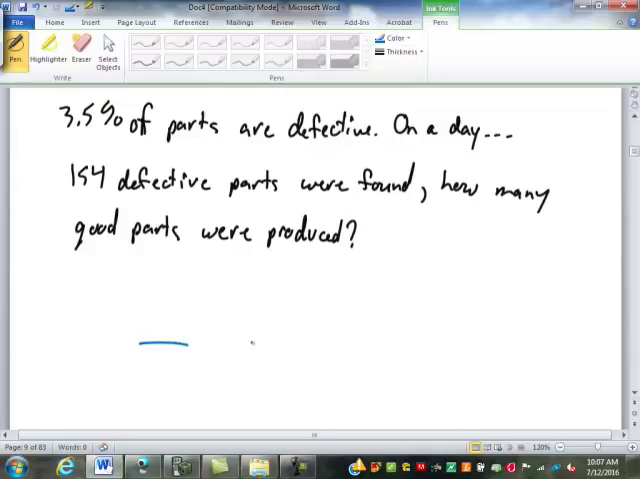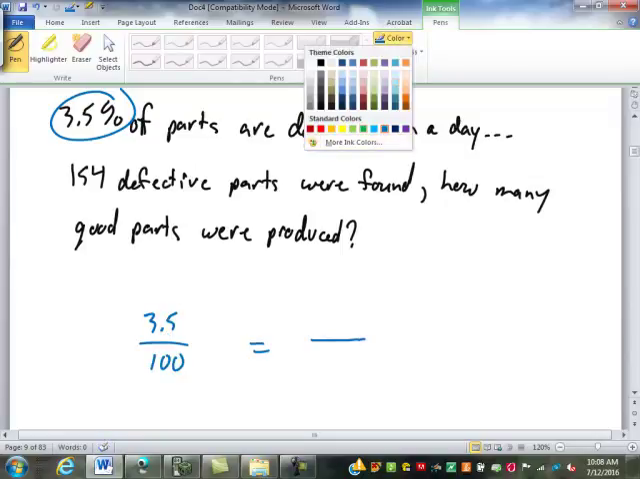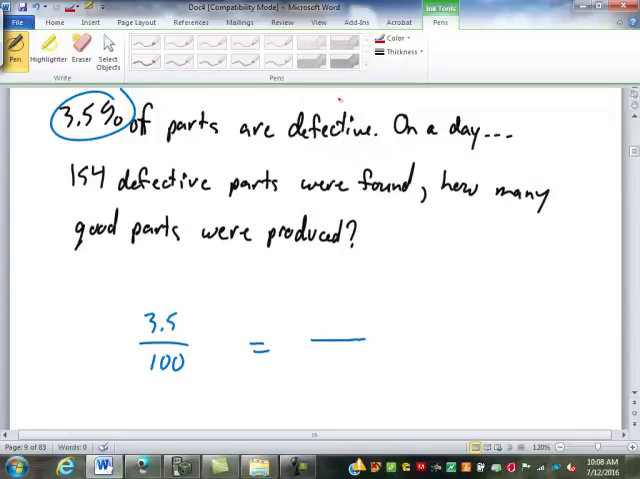So again, we have a proportion of some sort here. And again, you'll see I left a lot of space around my equal sign. I'm going to start out with my percent, 3.5%. That is, of course, 3.5 over 100. Now, just like last time, the 3.5 represents what? Defective parts. The 100 represents total parts. That 100 will always represent either a total or a beginning or initial amount.